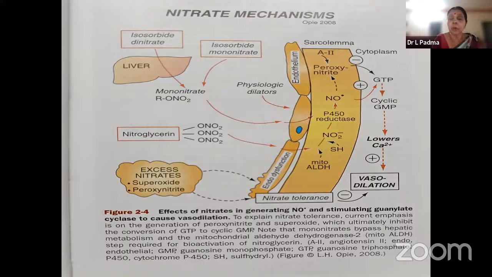Suppose we give all these at a time. Then there are excess nitrates in the blood, which can release superoxide radicals as well as peroxynitrate, which can cause endothelial dysfunction and hence tolerance. We'll come to that later. So these are the problems which are met.